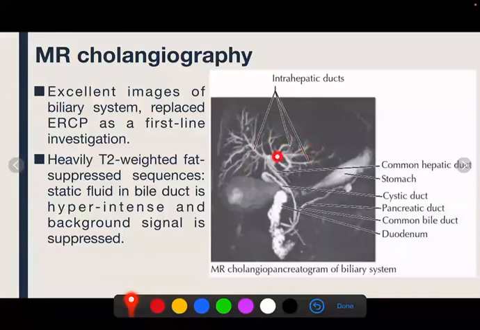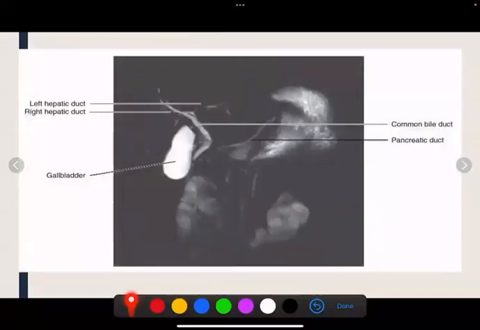As we can see, this is the intrahepatic bile duct. This is the common hepatic duct joined by the cystic duct. This is the common bile duct joined by the main pancreatic duct and opening into the second part of the duodenum. Again, this is the right hepatic duct, left hepatic duct, the common bile duct, the pancreatic duct, and this is the gallbladder.